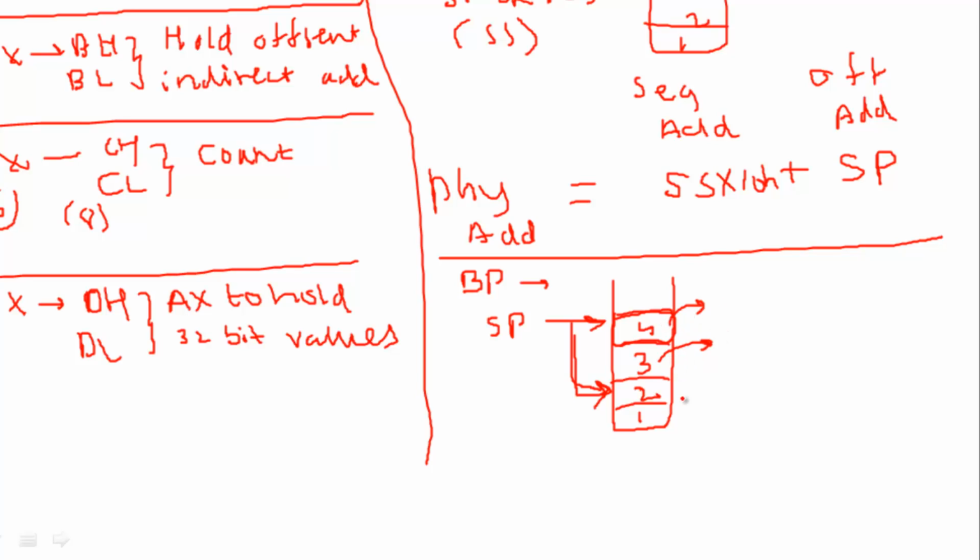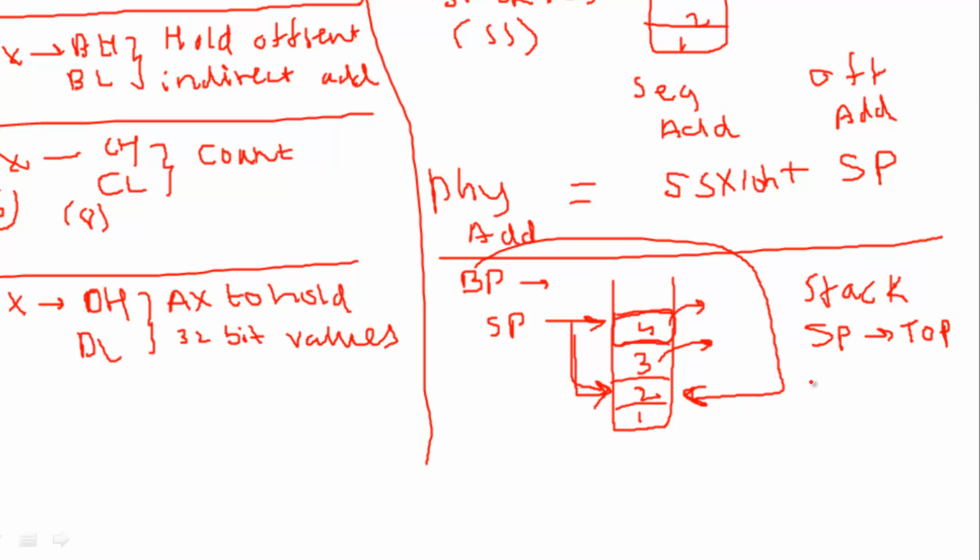But without removing all this, I can access this 2 by using the BP. Base pointer is a register which can hold any random location in the stack. In the stack segment, we have 2 registers to hold the offset address. One is SP, which holds the top of the stack, and one is BP, that is base pointer, which holds any random location. So in this way, the stack segment is defined.